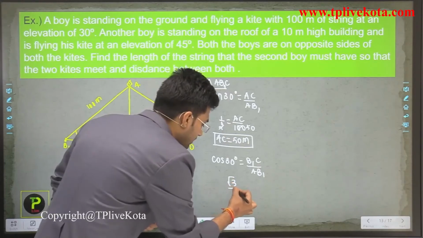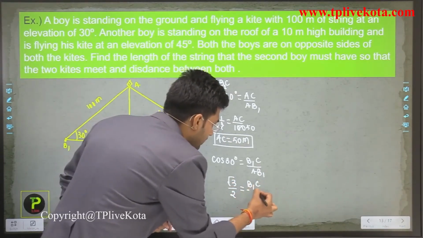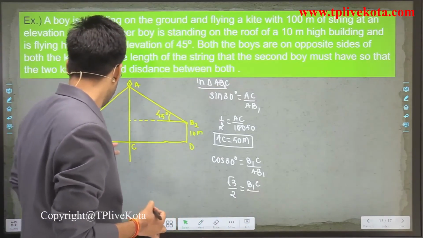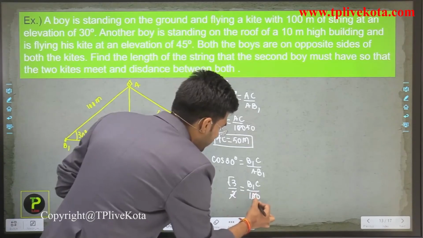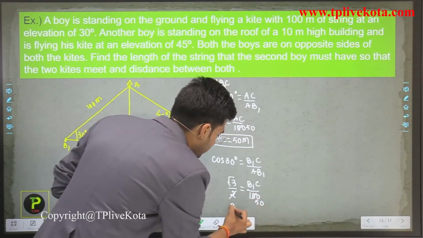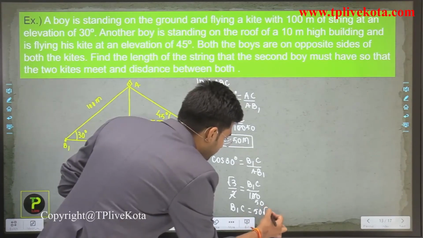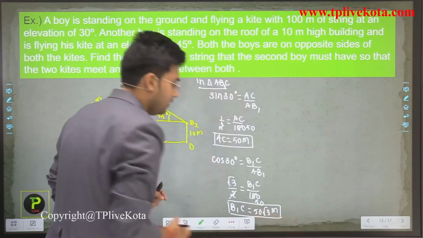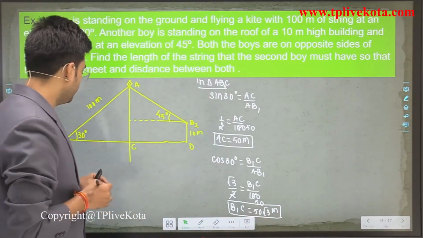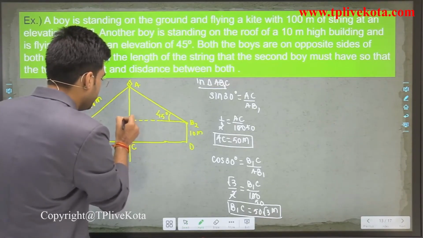So root 3 by 2 is equal to B1C divided by AB1. AB1 is 100, so it is 50. So when we solve this, what will we get? B1C is equal to 50 root 3 meter. So this is the value of B1C. Clear?